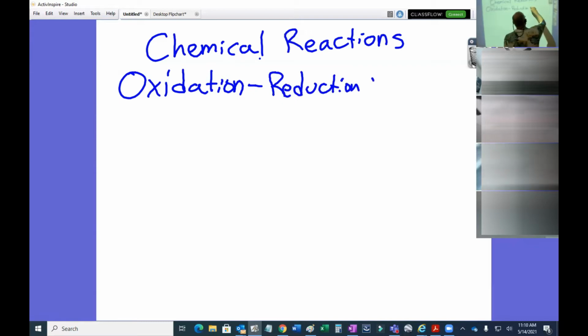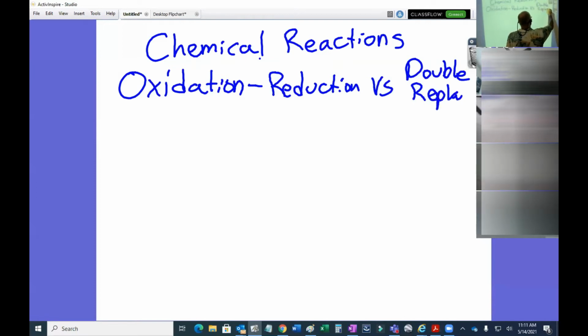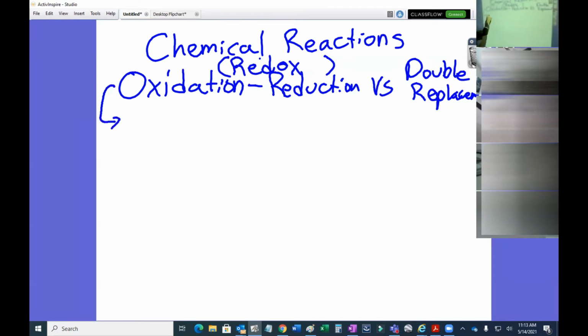And I'll say versus double replacement. When you look at what goes on with electrons, you will realize that double replacement reaction is very different from oxidation reduction reactions. I'm going to explain what this is in a minute, but I'm going to put above that an abbreviation and give you a little hint. So oxidation reduction, here it is. Change in electron structure.